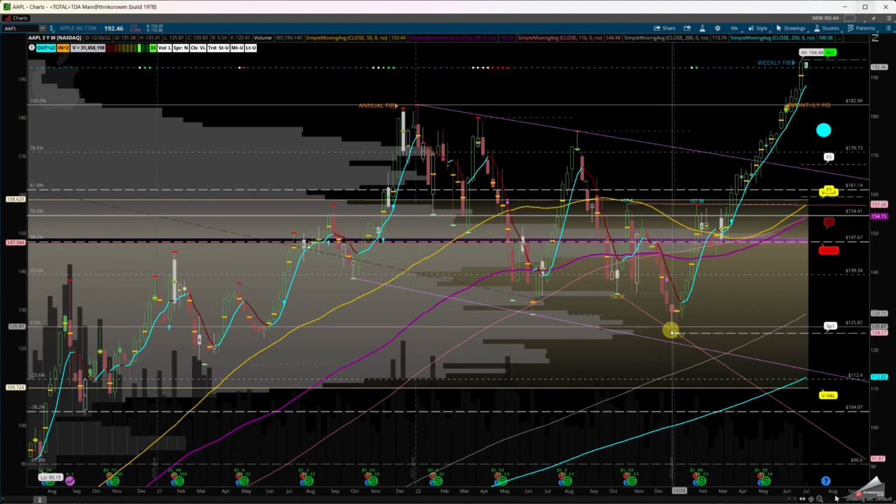If you can see the prior year range Fibonacci from here to here, the 182.94 is a very important number from the prior year fib on Apple.